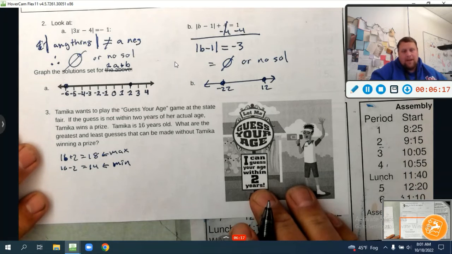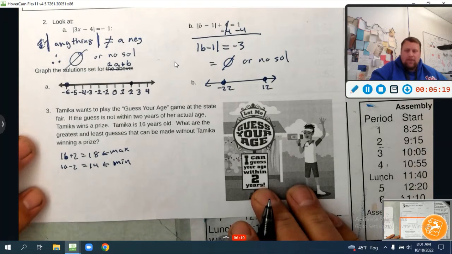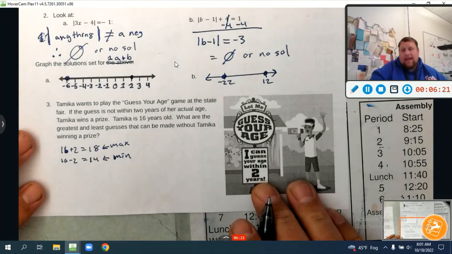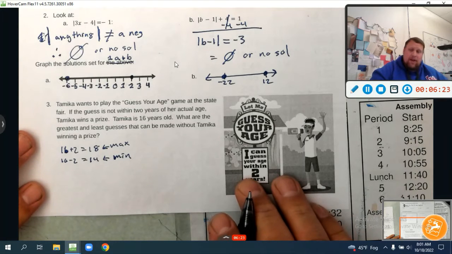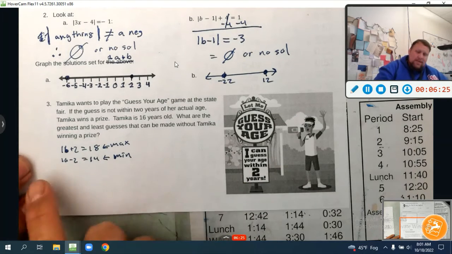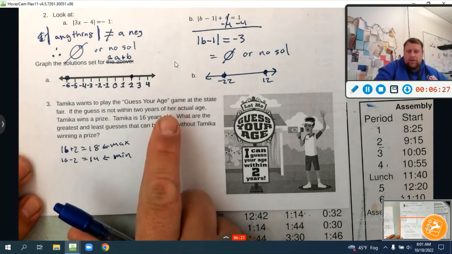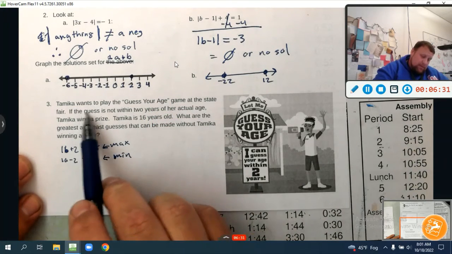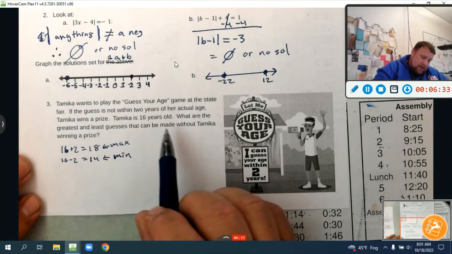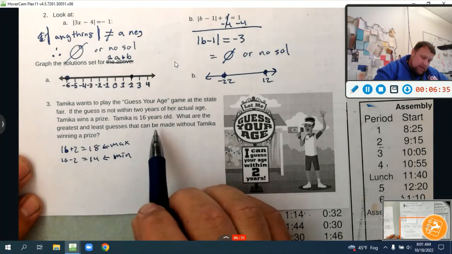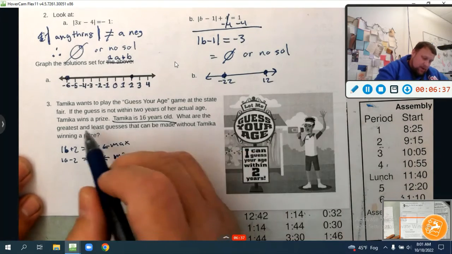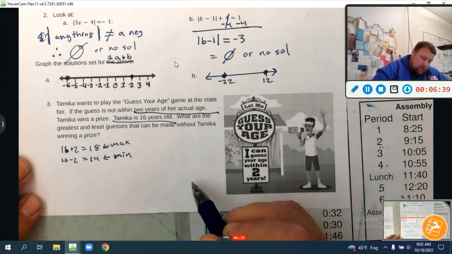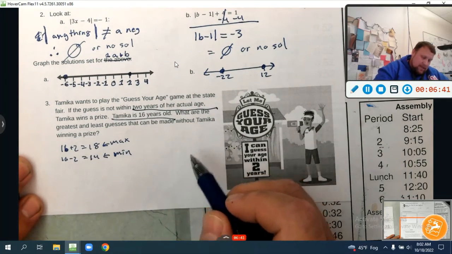Okay? How would I find this out, though, making it an absolute value problem? Well, I'll show you. This is a legitimate way, by the way. I just want to show you how to use the absolute value because we can use it later in life as well for much harder problems. Tamika wants to play a guess your age game. If the guess is not within 2 years of her actual age, Tamika wins a prize. Tamika is 16. Boom, that's important. What are the greatest and least guesses?